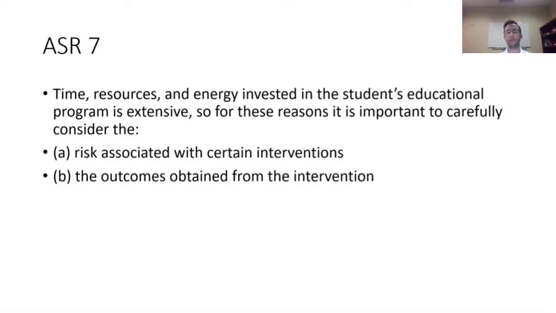A couple more seconds. Alright, I'll go ahead and close the poll. And the answer here is A, risk associated with certain interventions. Remember, as a criterion for selecting interventions in IEPs, considering intervention outcomes refers to whether expected outcomes match the student's goals and individual needs, and how that match will be determined.